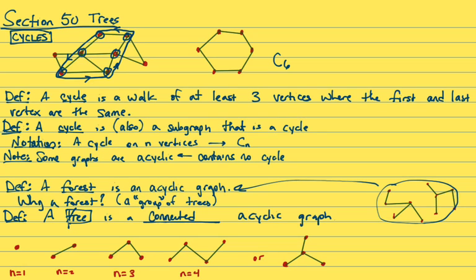because it is not connected, right? There are actually two separate components to that, but neither one of those components have any cycles in them, so that's what makes it a forest, is it's a group of trees. But it's acyclic because there are no cycles. There are none of these kinds of paths where you can start and end at the same vertex.